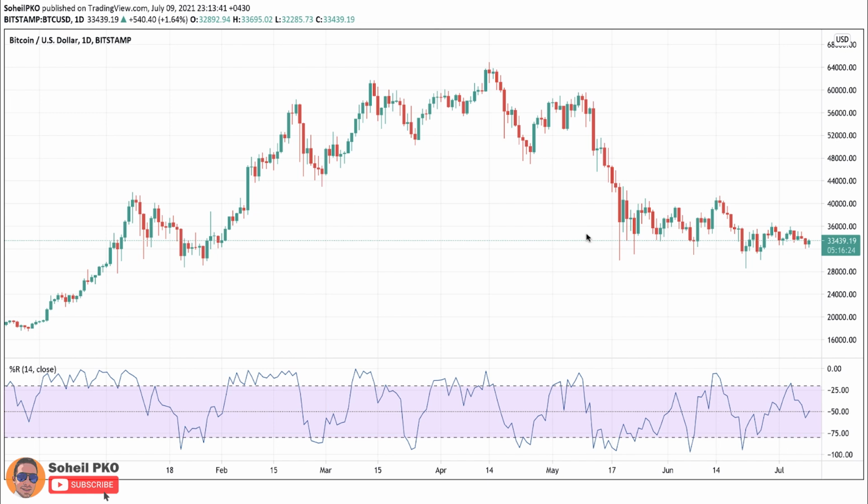And we have the same for oversold condition, but in the opposite direction. When the R% goes below -80, it shows that the price is near the low of high-low range for the past 14 days, and this shows oversold condition, and this is bullish, so we expect advancing of the price.